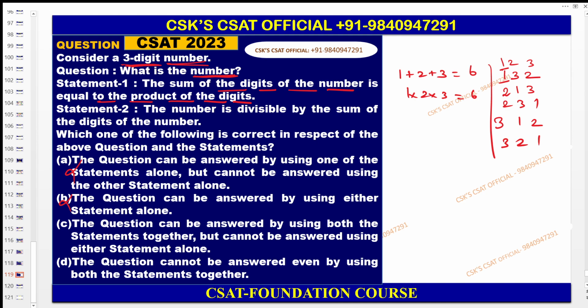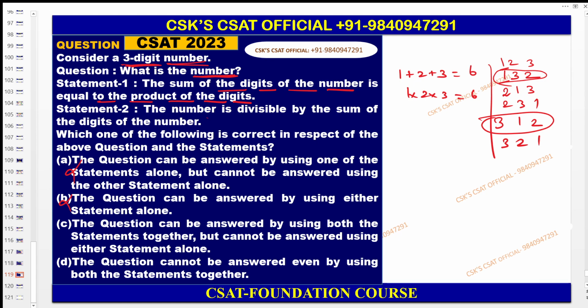The number is divisible by the sum of the digits of the number. The sum of the digits is 6, so the number must be divisible by 6. 132 is possible, 312 is possible, isn't it? 2 and 3 divide. Anything else possible here? No, sir, because any number not divisible by 2 is also not divisible by 3. So 6.